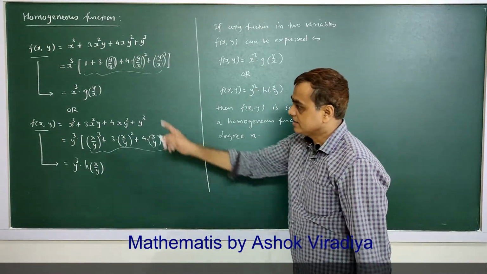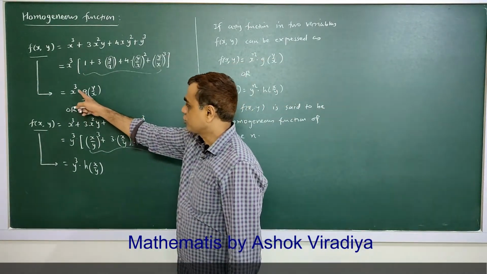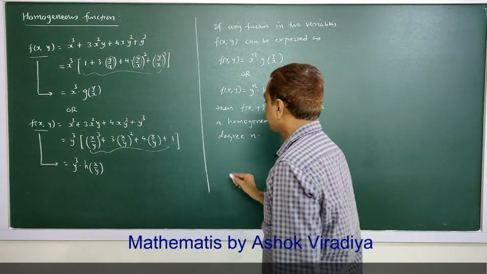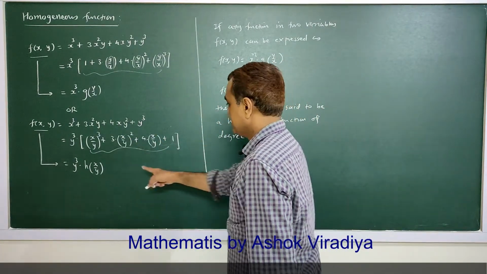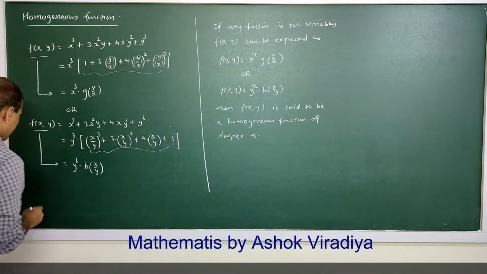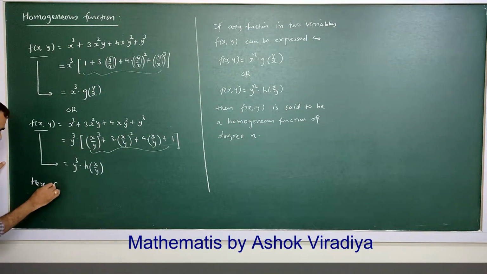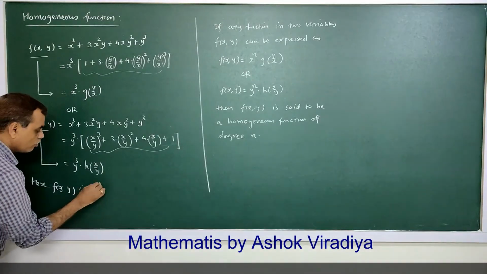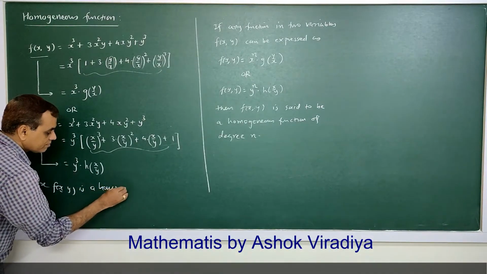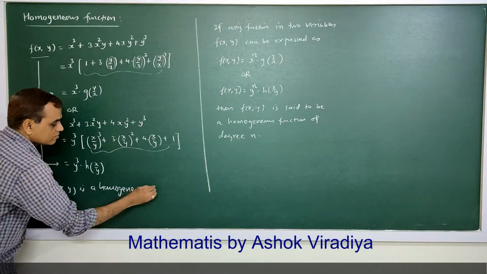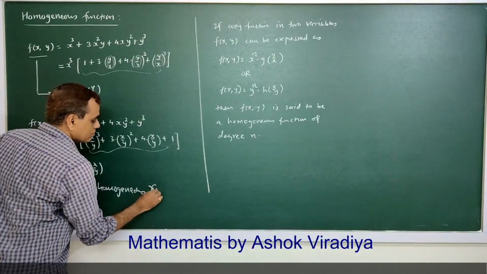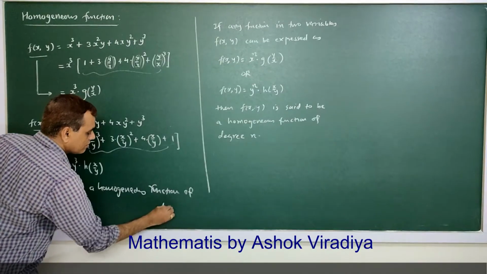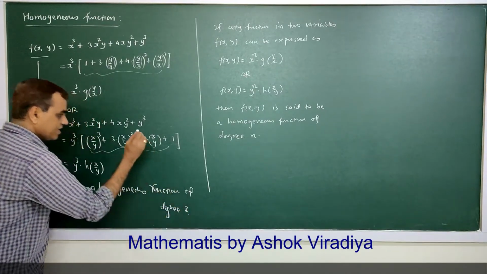So here this is a homogeneous function of degree 3. So in the above example, f of xy is a homogeneous function of degree 3.